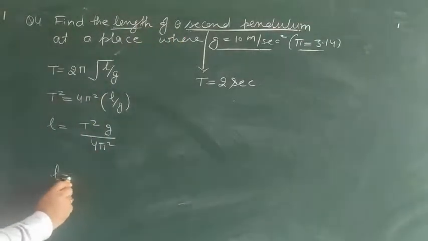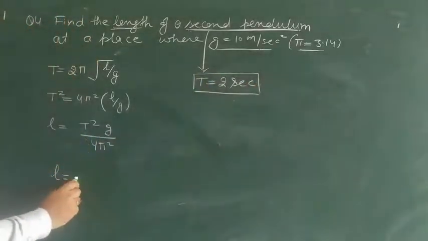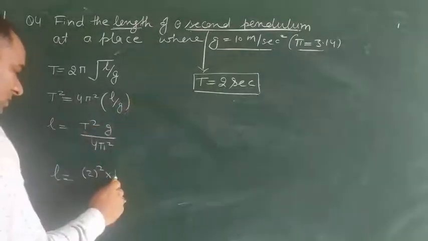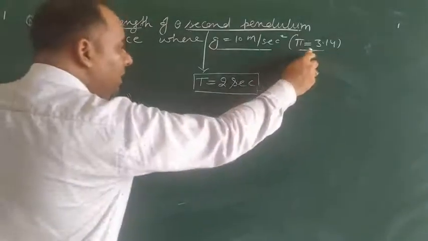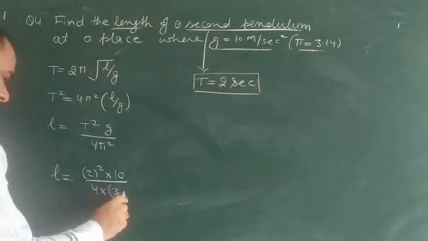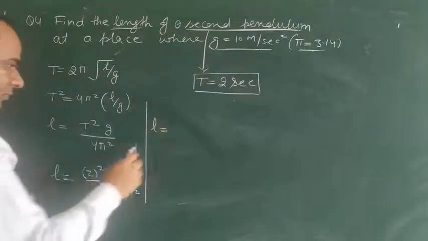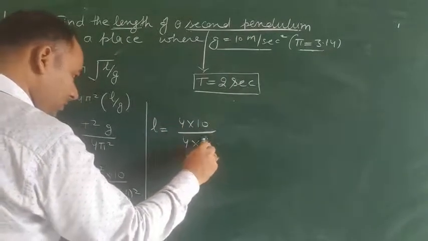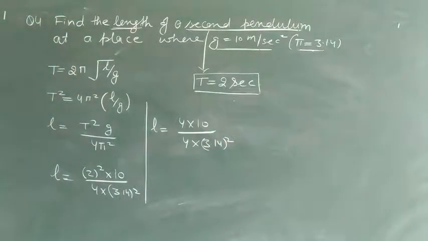So what is the length of the second pendulum? Put the time period. The time period of the second pendulum is 2 seconds. So here 2 square into the value of g, the value of g is 10, then 4 into the value of pi, that is 3.14 square. Your length is equal to 4 into 10 upon 4 into 3.14 square, and the square of 3.14 is 9.84.